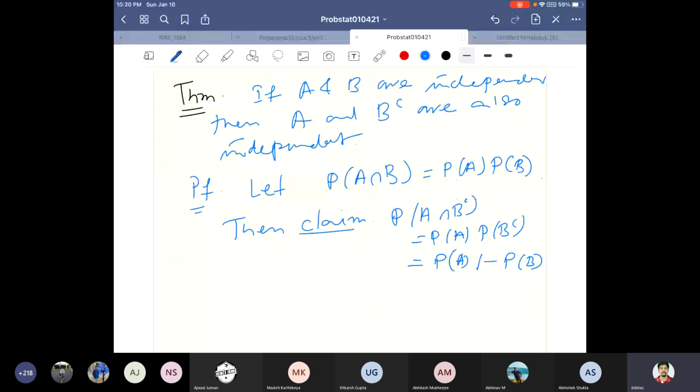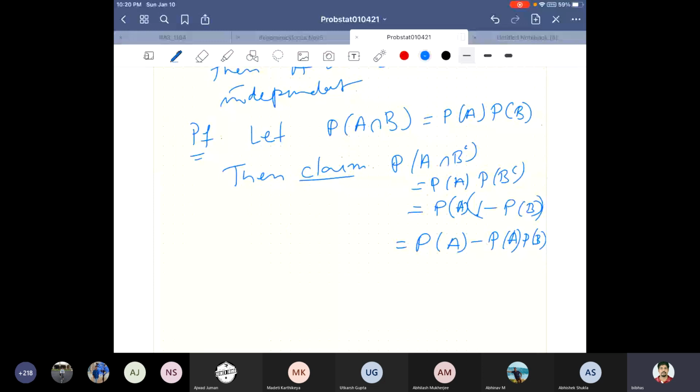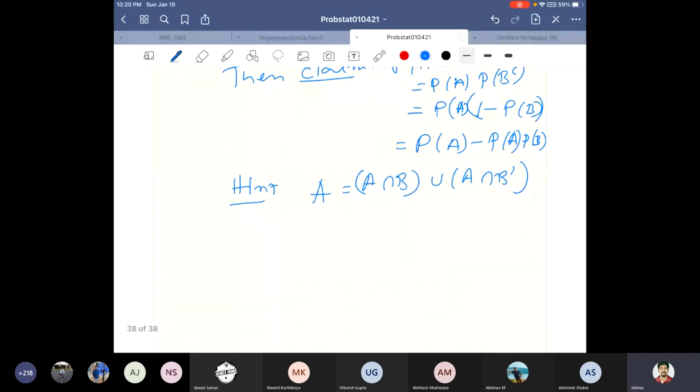This is what you want to show. Now you have to show this using the properties of the postulates, or the properties whatever we have discussed. So I'll give you a hint, if you want to do a mathematical proof. The hint is you write A to be equal to A intersection B union A intersection B dashed. Using this, you can prove that.